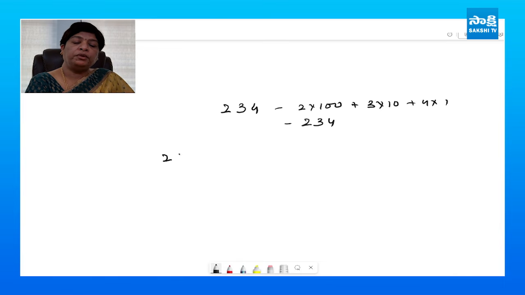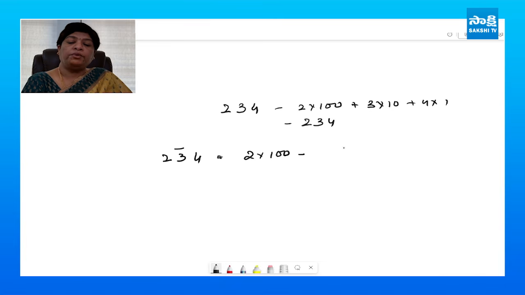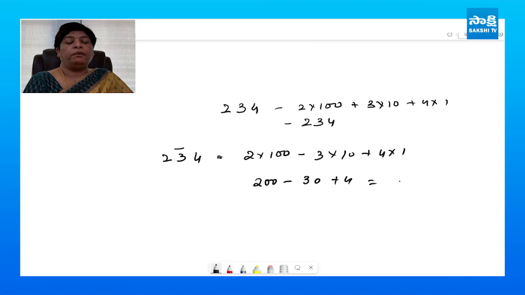Let's say 2, 3 bar, 4. So the equivalent of this number is, again, based on the place value. So I'm going to represent 2 as 2 into 100. A bar number, as I told, is a negative number. So instead of adding, I'm going to subtract 3 into, again the place value of 3 is 10, plus 4 into 1. So this is 200 minus 30 plus 4. So the equivalent of 2, 3 bar, 4 is 174.